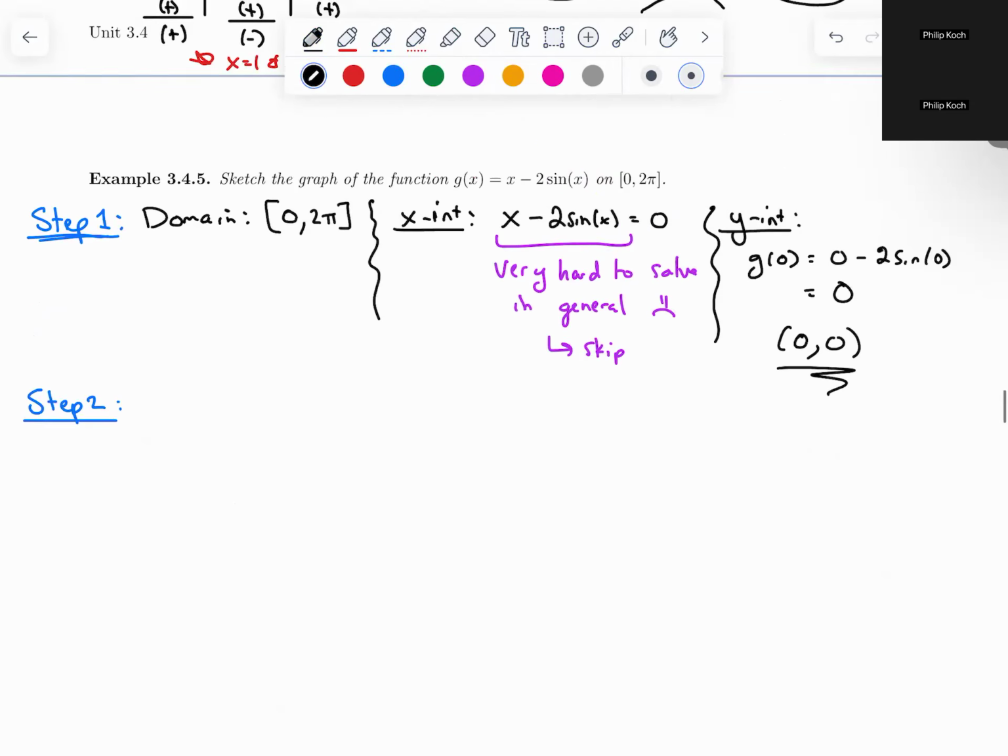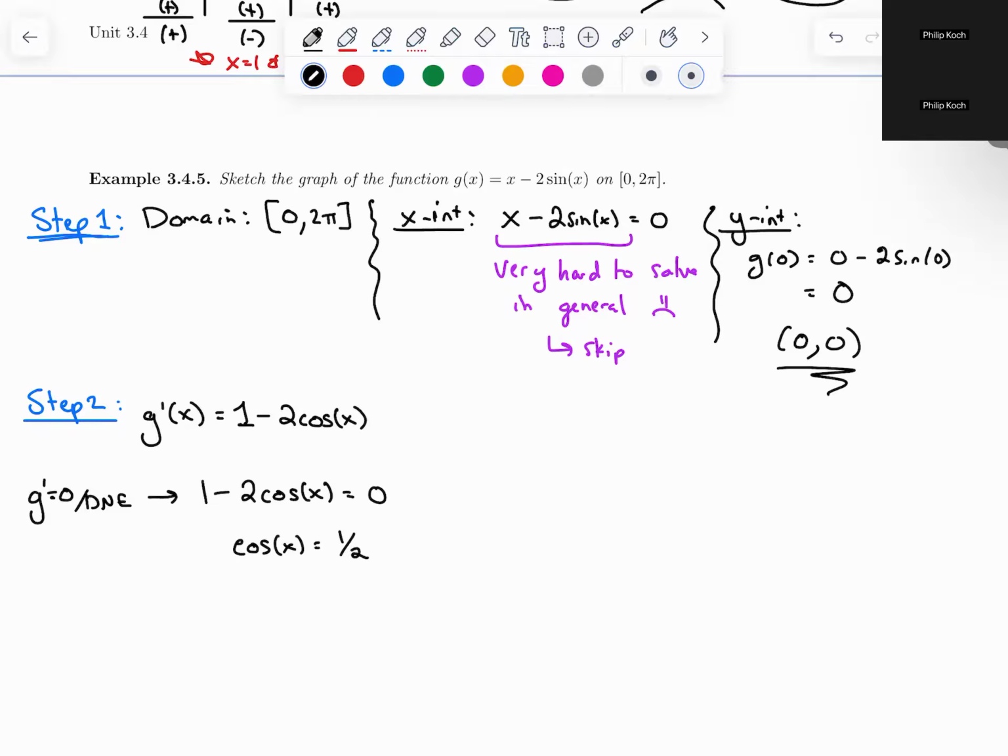So g prime of x is equal to 1 minus 2 cosine of x, because the derivative of sine is cosine. Not too terrible of a first derivative, but we want to set it equal to 0 or DNE. We don't really need to worry about the DNE, right? Because there are no denominators, no weird trig functions like a tangent or secant. So we've just got 1 minus 2 cosine of x equaling 0, which tells us that cosine of x has to equal 1/2.